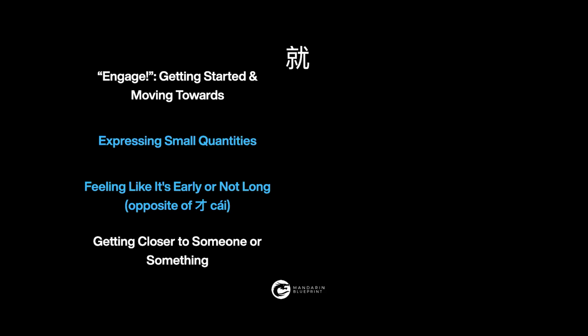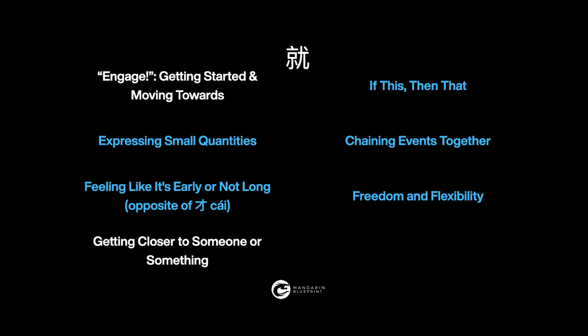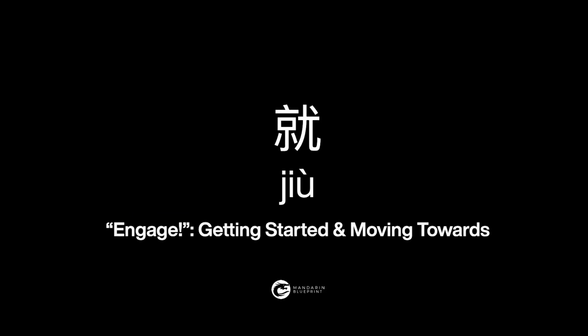We'll also talk about getting close to someone or something. And then we're going to talk about a few conditional statements, how to say things like if this, then that, or as long as this, then that, or even if this, still that. We'll look at how chaining events together with 就 creates a natural flow in conversation, how to express your freedom to do whatever you want, whenever you want, using a very flexible structure. And finally, explore how to lay out an either-or scenario, where if it ain't this, it's that. So let's start with the engage function.